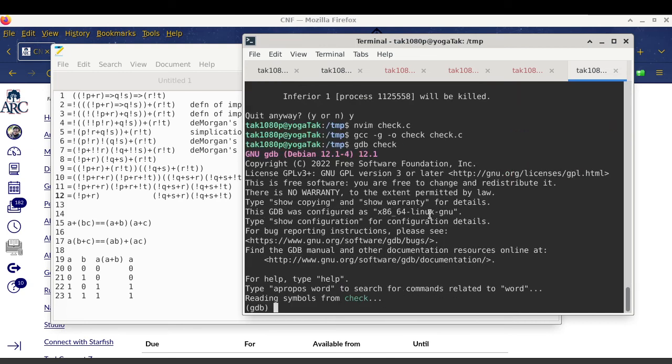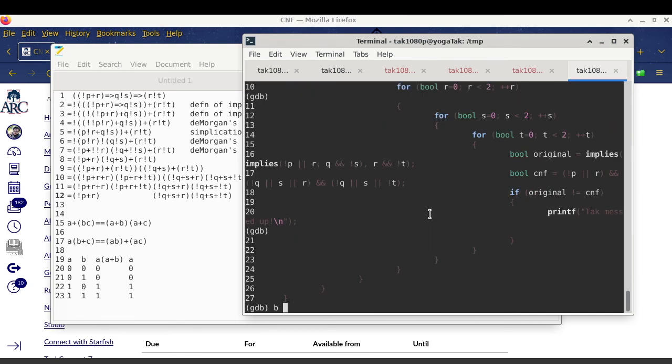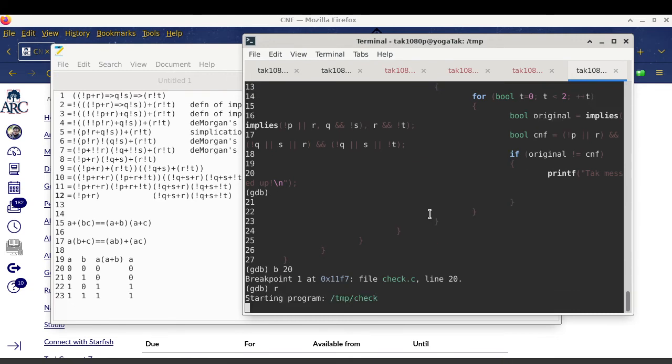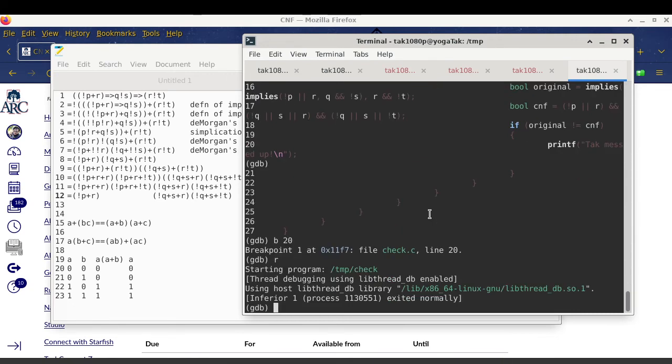All right, so same deal. Put a breakpoint on line 20, run the program, and it ran without complaining, so tech did not mess up in this case. So thank you. But that was great debugging. And I'm going to blame it on me not using the bool type ever in the C program.